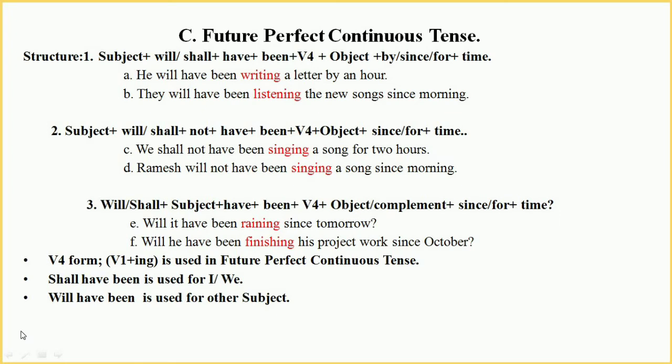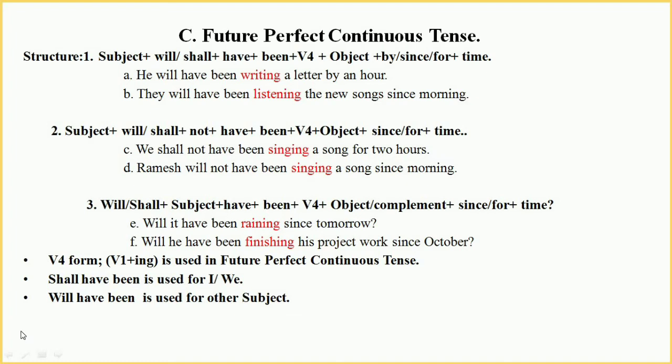For negative sentence, the structure is subject plus will or shall plus not plus have plus been plus fourth form of the verb plus object plus since or for plus time. So, examples are: We shall not have been singing a song for 2 hours. Ramesh will not have been singing a song since morning.